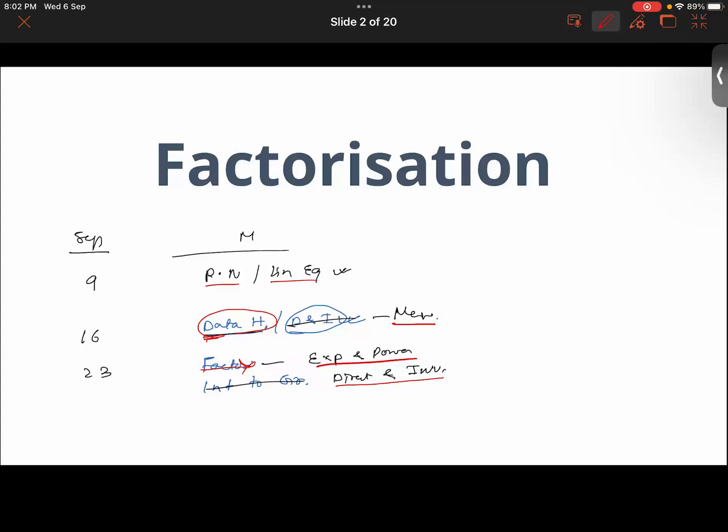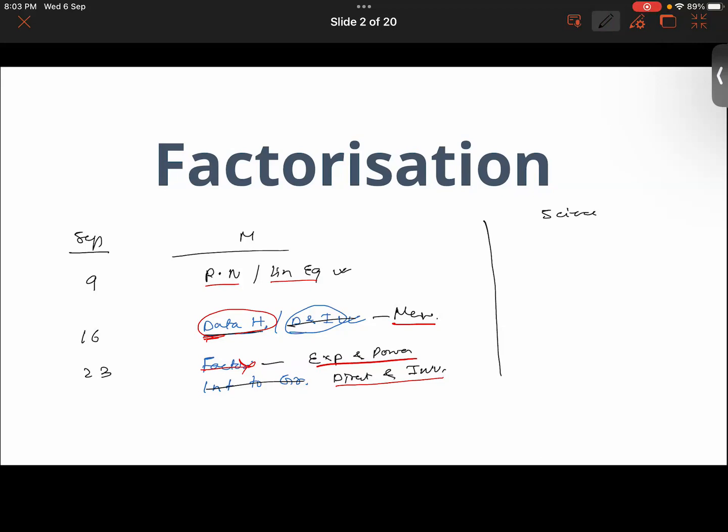Okay. And you said factorization is not part of your syllabus. No, sir. Okay. What about you, Ahmed? Is the chapter part of your syllabus or not? Factorization is there, Ahmed? Yes, sir. It is there in your syllabus. Okay. All right. Now talking about your science tests.